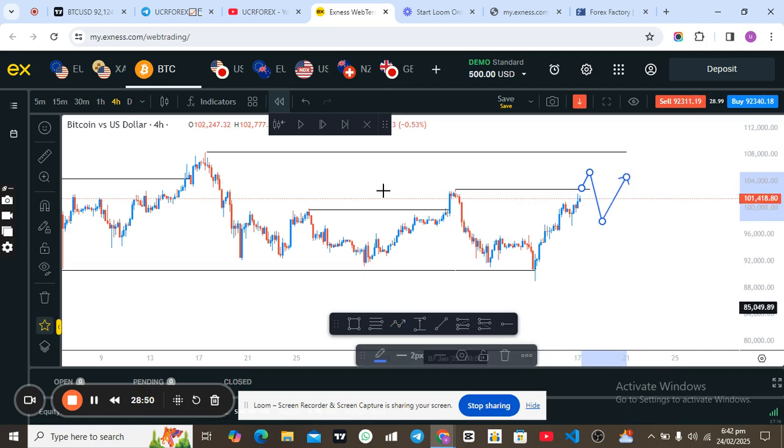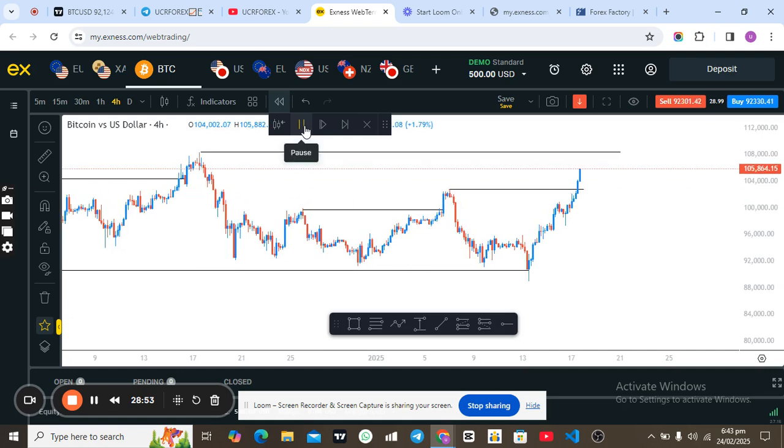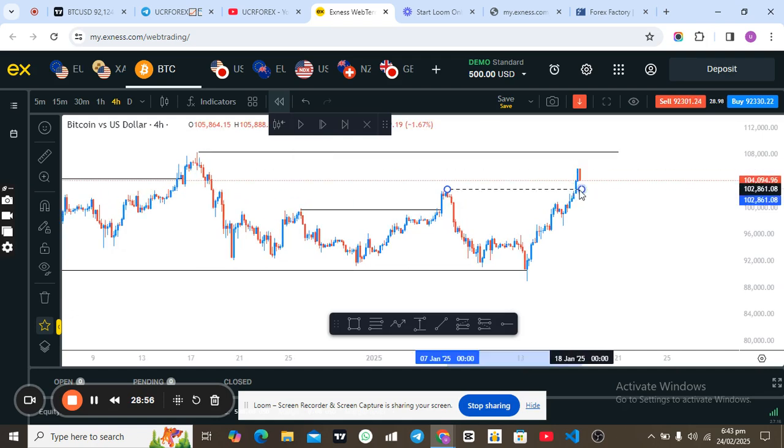So now let's remove this stop. Let's play price forward to see what really happened. And then finally, we have a full break of structure. This is a very good break of structure because the market broke with a full body candle.